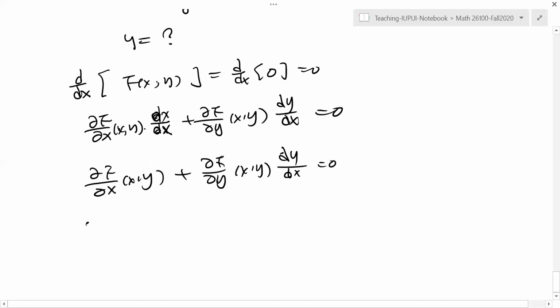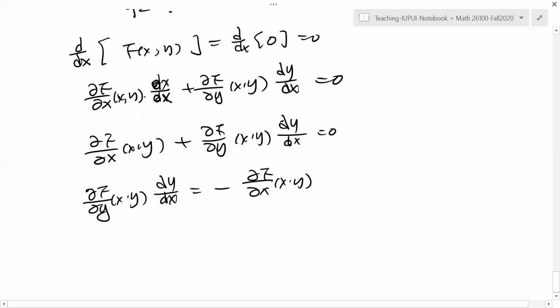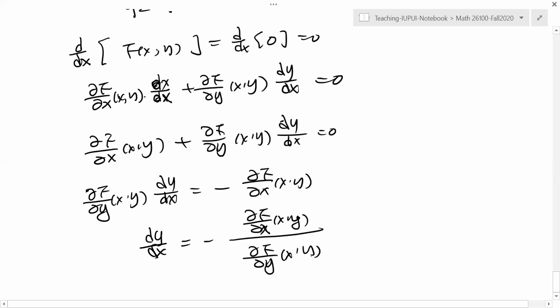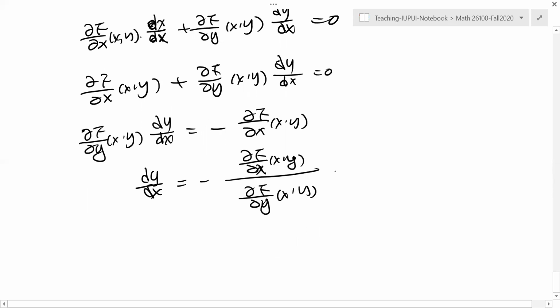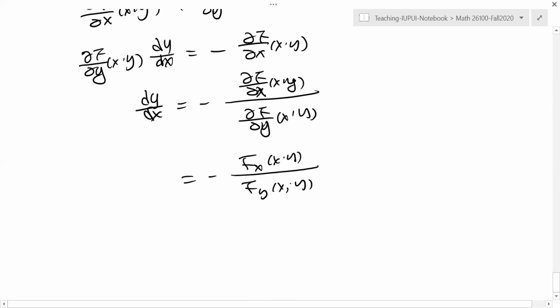I move this term to the right-hand side, and I get a negative sign. Then I divide both sides by the partial derivative of f with respect to y. Sometimes it is simply written this way; if you don't want to mention x, y, that's okay, for simplicity. There are many notations. This is called f sub x, f sub y. Sometimes you can ignore x in the formula. So this is the formula.